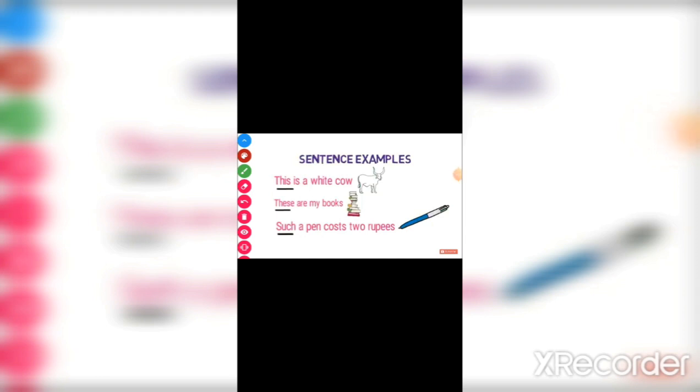So, what are the uses of demonstrative pronouns? To point out the people or things they stand for. For example, this is a white cow. These are my books. Such a pen costs 2 rupees. So, such, these, this are examples of demonstrative pronouns. They are placed before the nouns and tell us more about the nouns. They are not used in place of nouns.